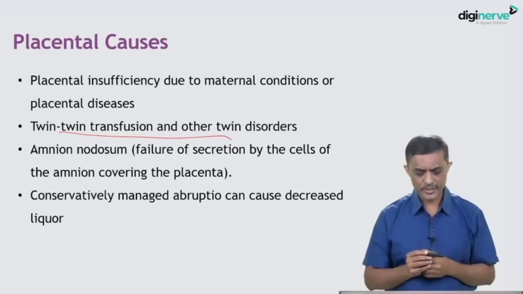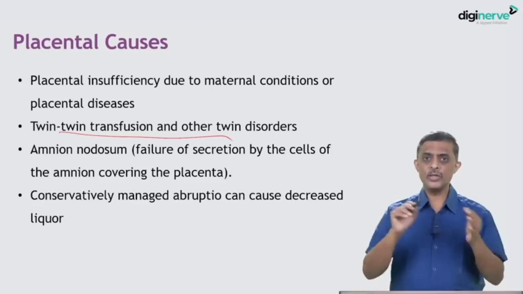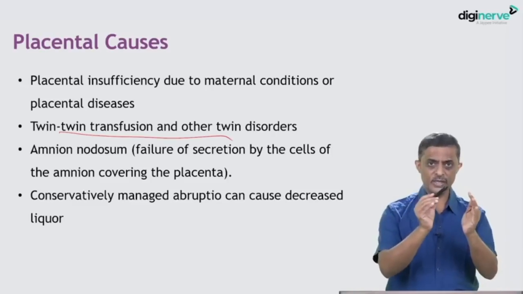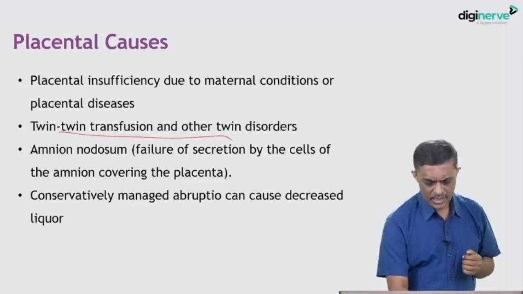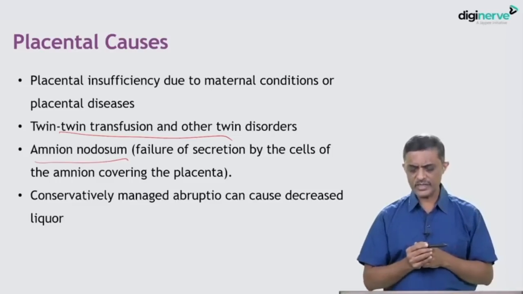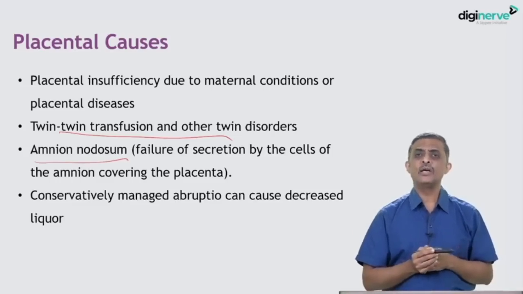There is oligohydramnios. It is in fact called oligo complex. One twin with polyhydramnios, other with oligohydramnios. Amnion nodosum, failure of secretion by the cells of the amnion of the placenta, covering the placenta.